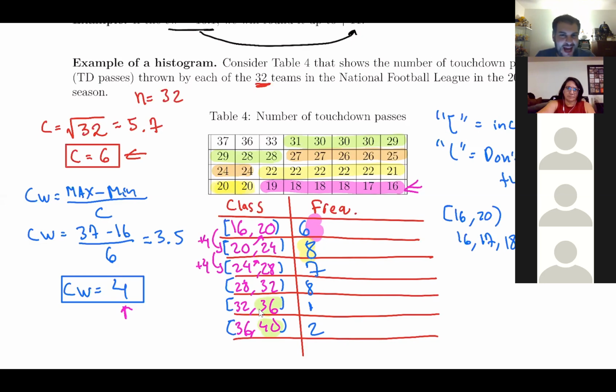Also, I know this goes past 37, but for a histogram, you want to make the class width consistent. So you don't want to just stop at the highest number. You keep on going until the class width says to stop. All right, so let's go ahead and actually do the histogram.